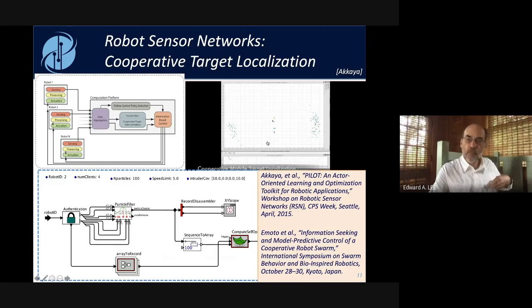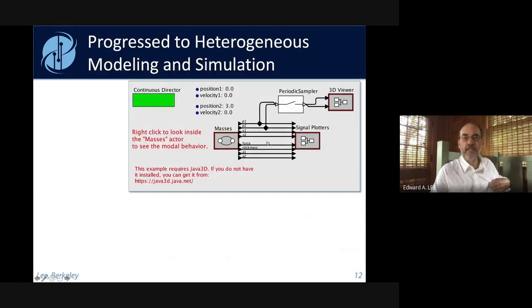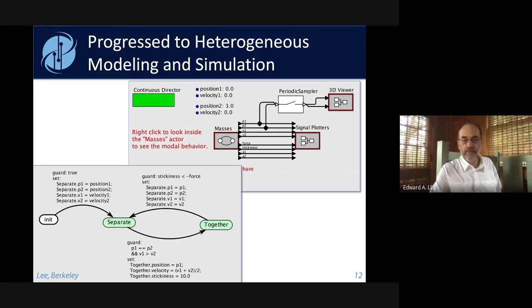So this is the more recent manifestation of the signal processing work. Now, even though we started with signal processing, we progressed pretty quickly to heterogeneous modeling and simulation. And I showed one example of that, the friction example already.